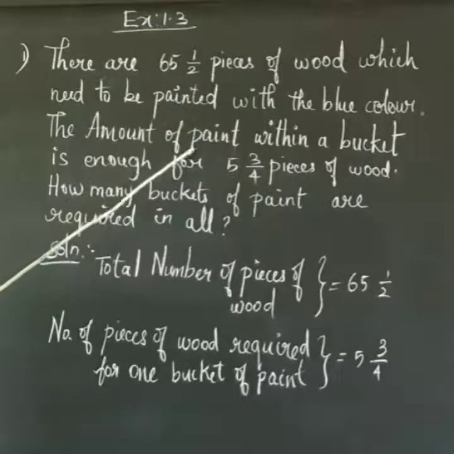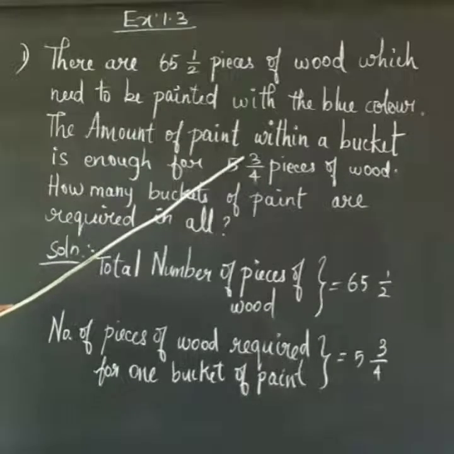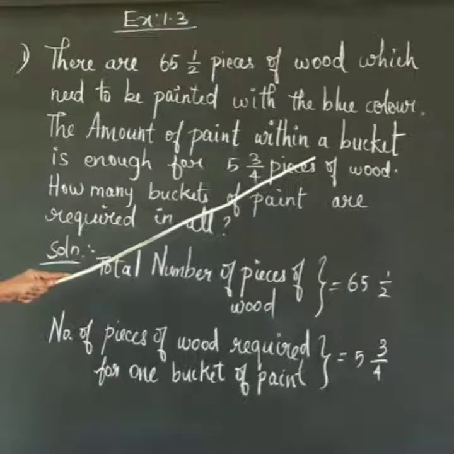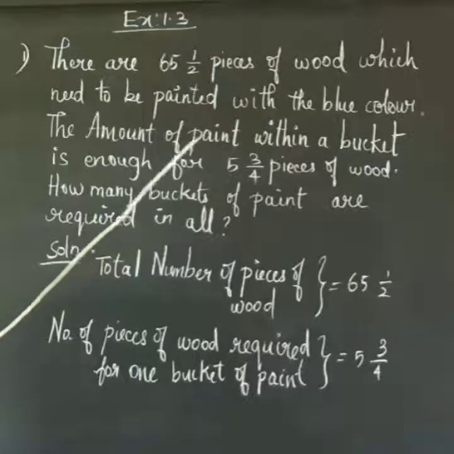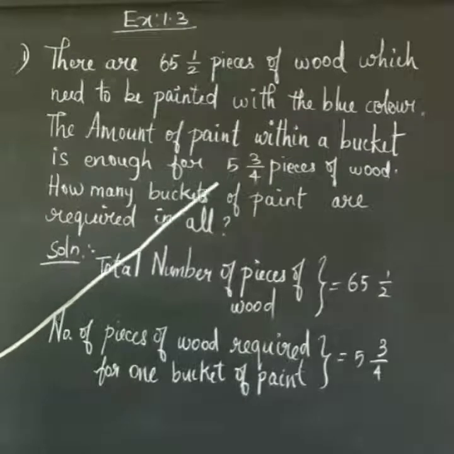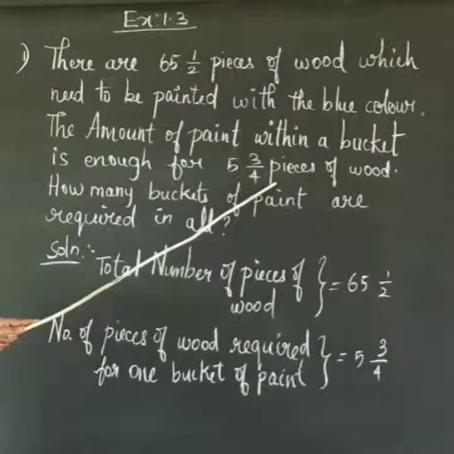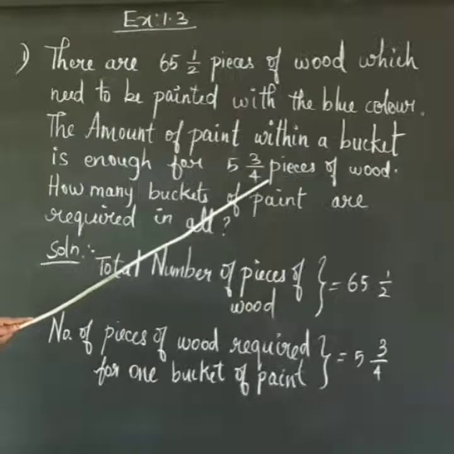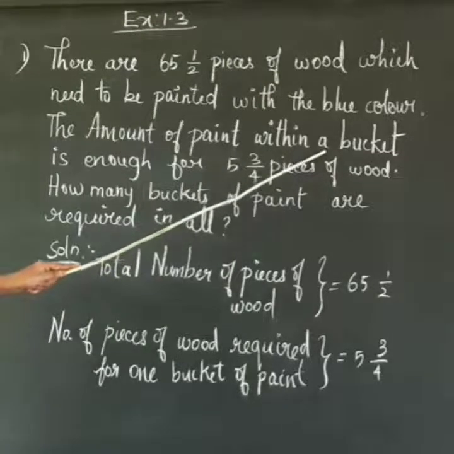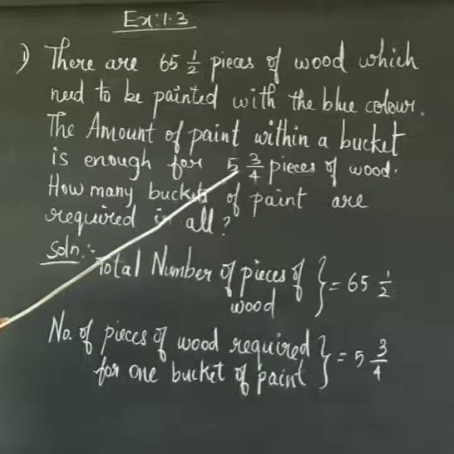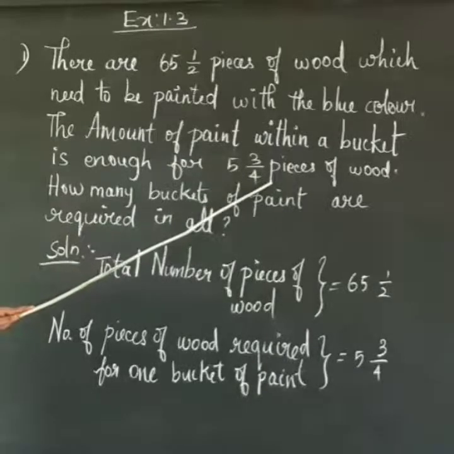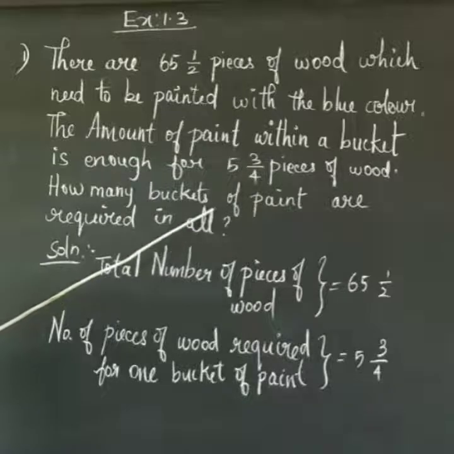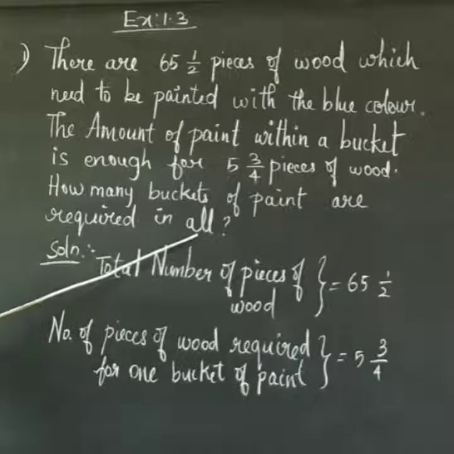In the next sentence, the amount of paint within a bucket is nothing but 1 bucket. So, 1 bucket is enough for 5 3 by 4 pieces of wood, which means to paint 5 3 by 4 pieces of wood, 1 bucket is required. So, what is your question? How many buckets of paint are required in all? This all represents the total number of pieces.